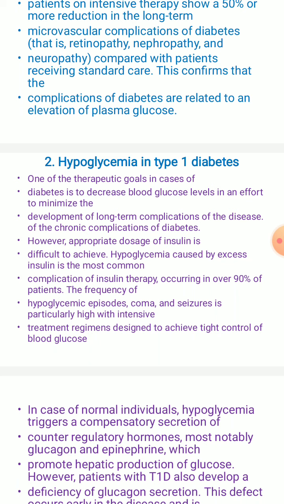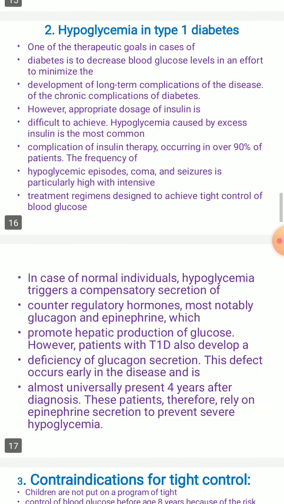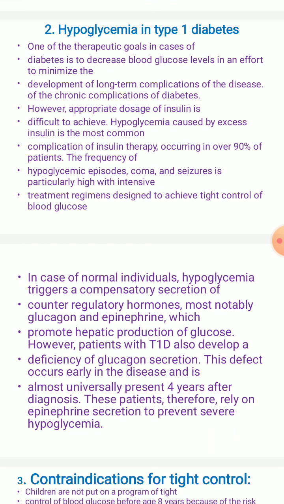In normal individuals, hypoglycemia triggers a compensatory secretion of the counter-regulatory hormones. Those counter-regulatory hormones are glucagon and epinephrine, which mainly promote hepatic production of glucose. However, the patient with type 1 diabetes also develops a deficiency of glucagon secretion.